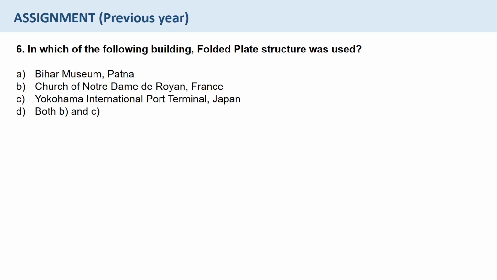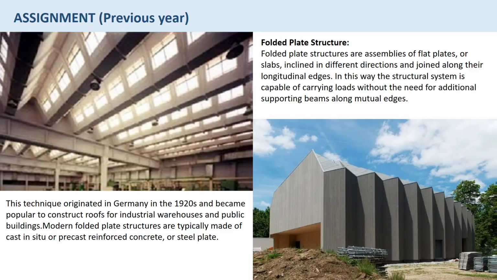Question number 6. In which of the following buildings was folded plate structure used? Bihar Museum, Patna; Church of Notre Dame de Royan, France; Yokohama International Port Terminal, Japan; both B and C. So folded plate structures are basically assemblies of flat plates or slabs which are inclined in different directions and joined along their longitudinal edges. In this way, the structural system is capable of carrying loads without the need for additional supporting beams along mutual edges. This technique originated in Germany in the 1920s, and it became popular to construct roofs for industrial warehouses and public buildings. Modern folded plate structures are typically made of cast in situ or precast reinforced concrete or steel plates.